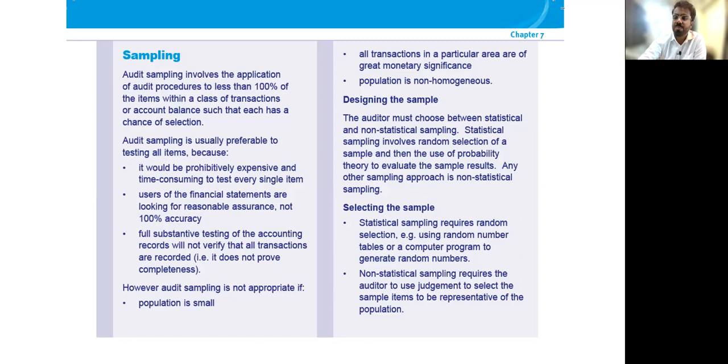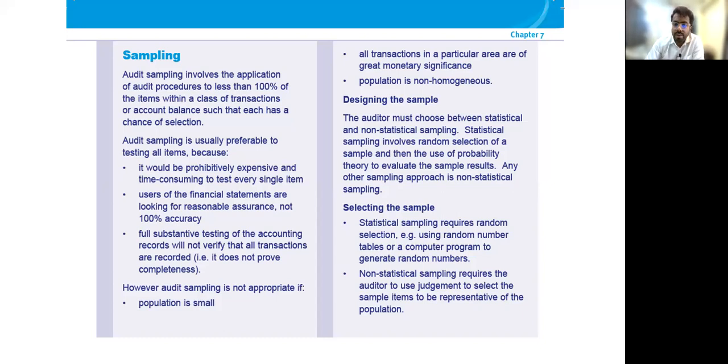You'll have to do 100% testing, because if you select the sample also, it will not be representative of the population. In the population, every transaction is different. So you will not be able to select any transaction. If you select any transaction also, it will not represent the entire population, because all other transactions are different. Okay. So that is the third case in which sampling is not possible.